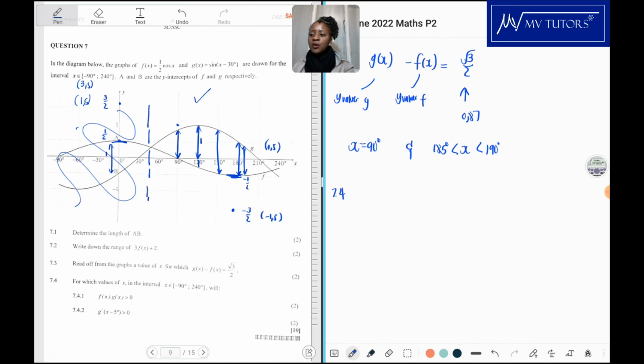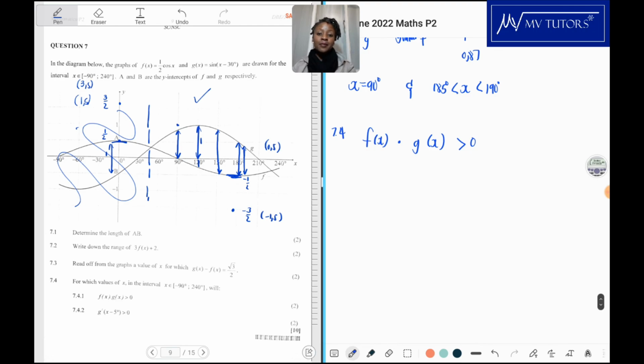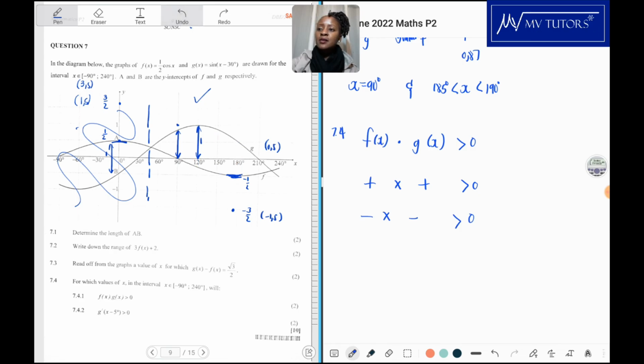Okay, so 7.4, for which values of x in the interval of negative 90 and 240 will f of x, the y values of f, times the y values of g be bigger than 0? If it's bigger than 0, it means that it is positive, right? So a positive times a positive will give me a positive. A negative times a negative will also give me a positive. So I'm looking for values where both are positives, and where both are negatives, and we can see what we do with that solution.